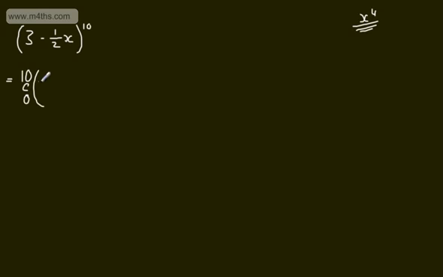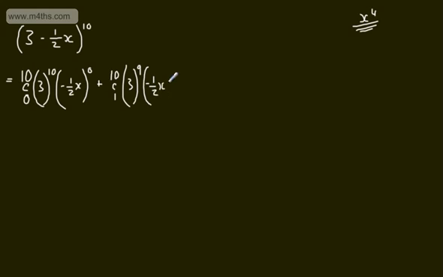We're going to have 3 to the power of 10. We'll have now minus 1/2 x to the power of 0. Plus 10C1. We're going to have 3 to the power now of 9. And we'll have minus 1/2 x to the power of 1. Now we're taking this to the 4th power.